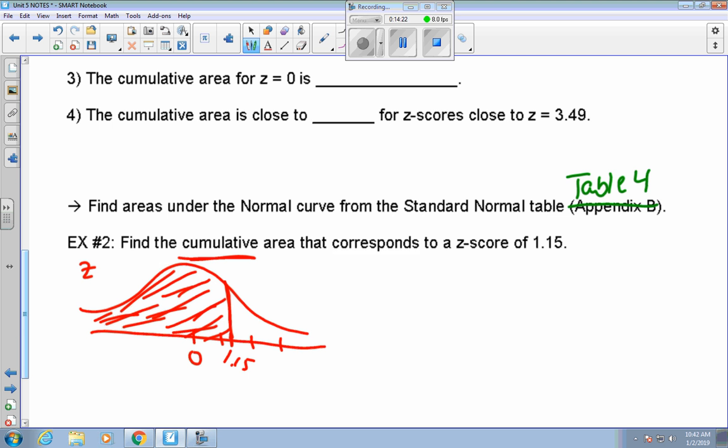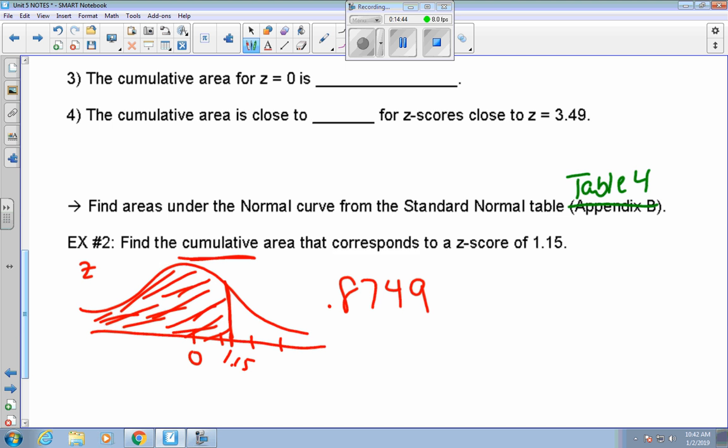Everyone should have a finger on the value 0.8749. Does everyone find that value? So that is the cumulative area that corresponds to a z-score of 1.15. So it's 0.8749.